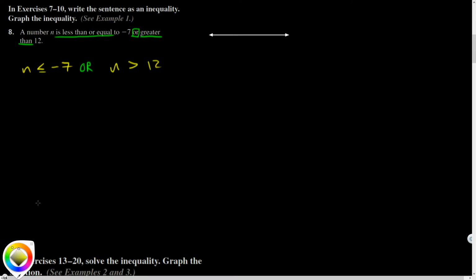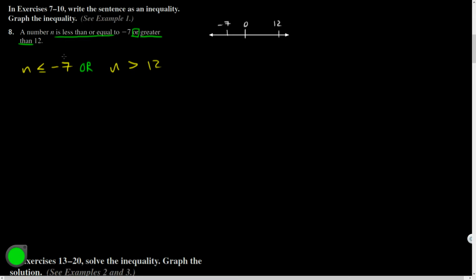So if I want to graph this, I'm going to have 0. We'll call this -7. 12 is going to be further away from 0 than -7. And now I've got to graph it, right?